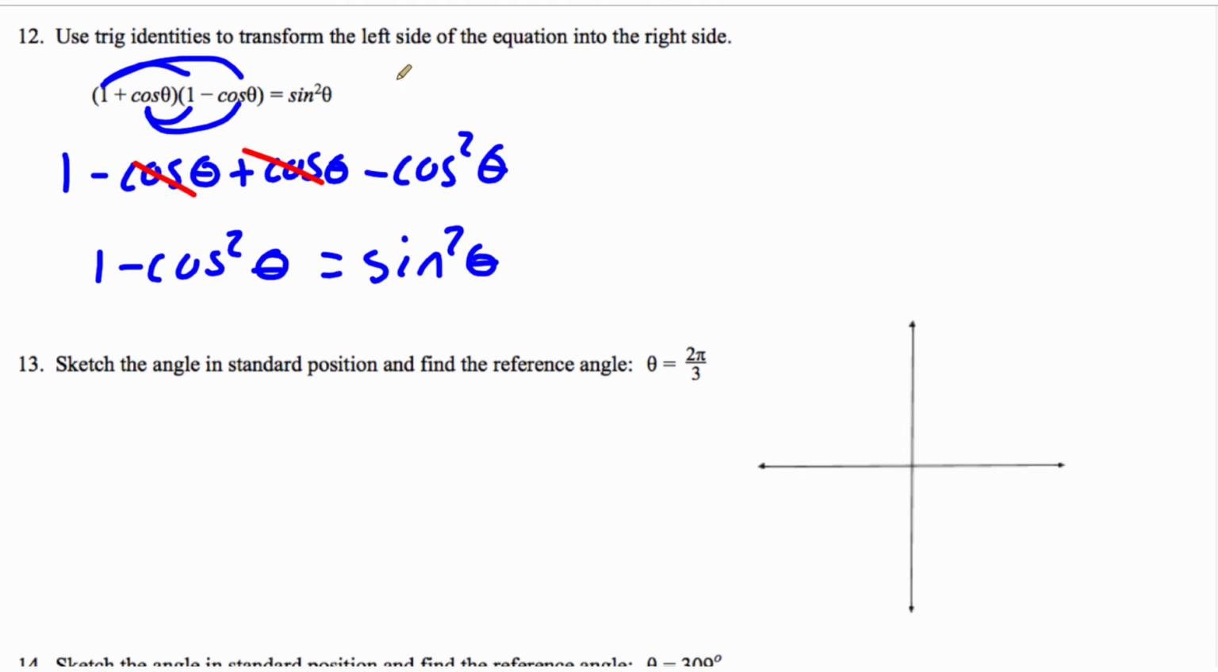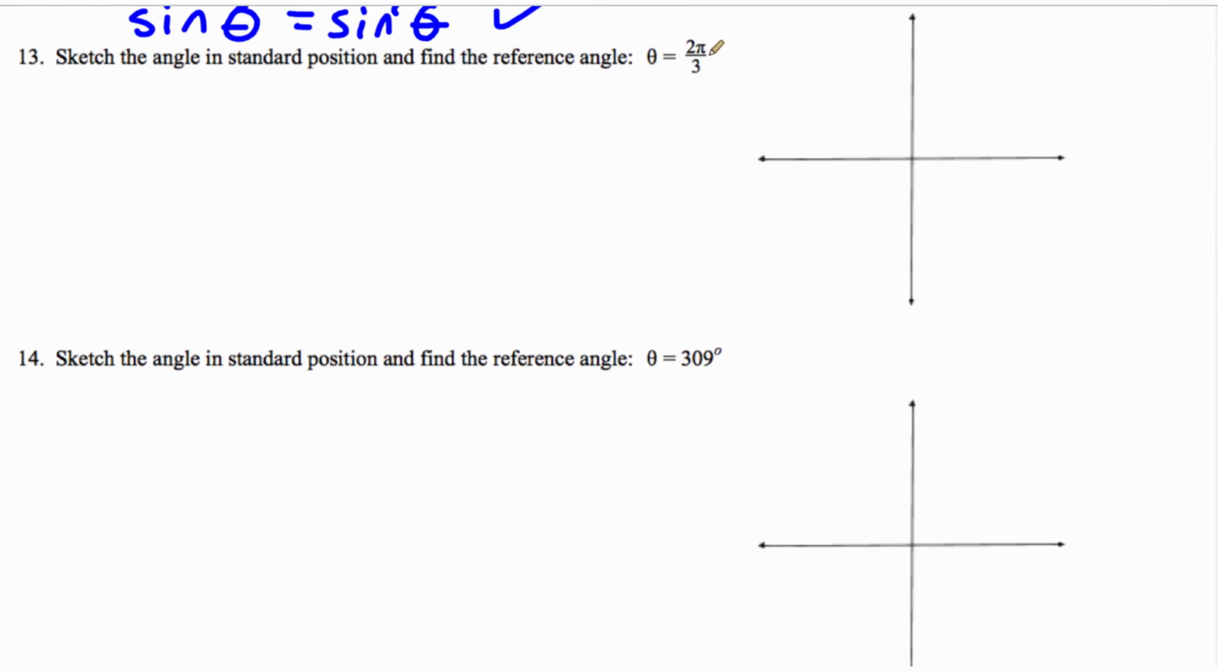Now if we look at using the identities, on the left-hand side, I see this cosine squared. So I'm looking at our Pythagorean identities. And this is one of those alternate forms that I had you write down, 1 minus the cosine squared. That is the exact same thing as the sine squared. So we can replace that whole left-hand side with the sine squared, and then this equals the sine squared. And that's what we were going for. We wanted to get the left side to match up with the right side, so we're done on this one.